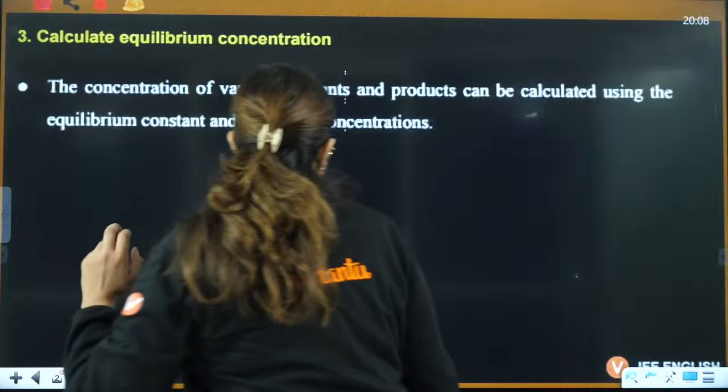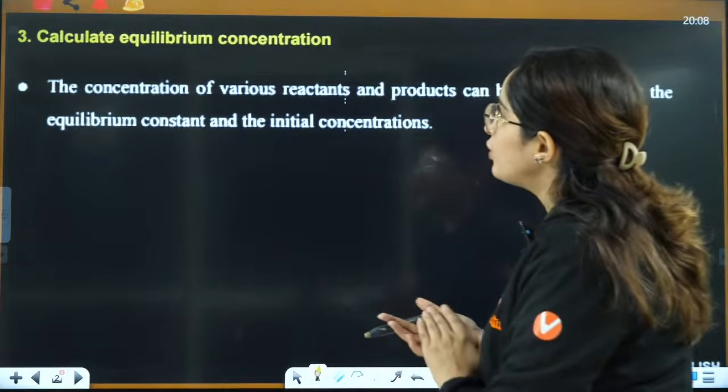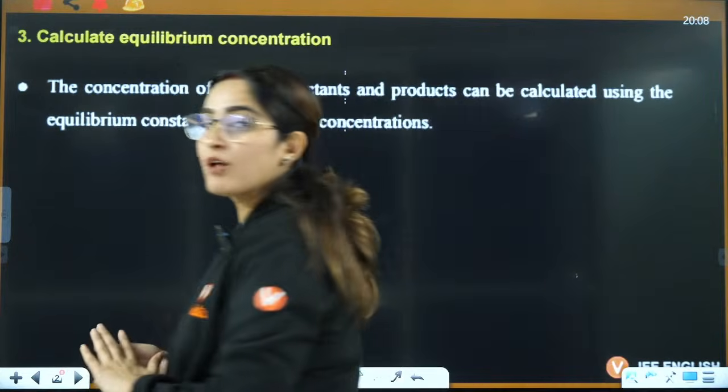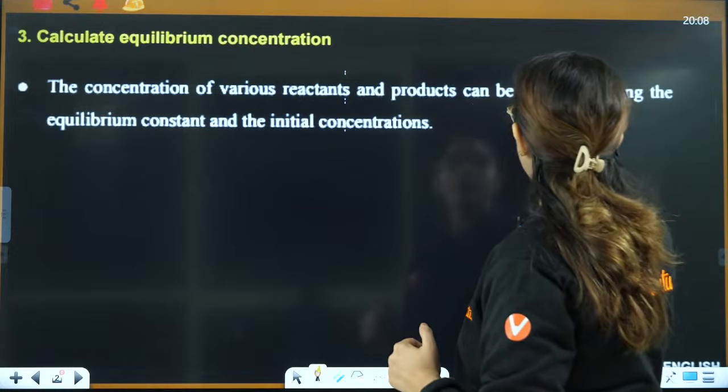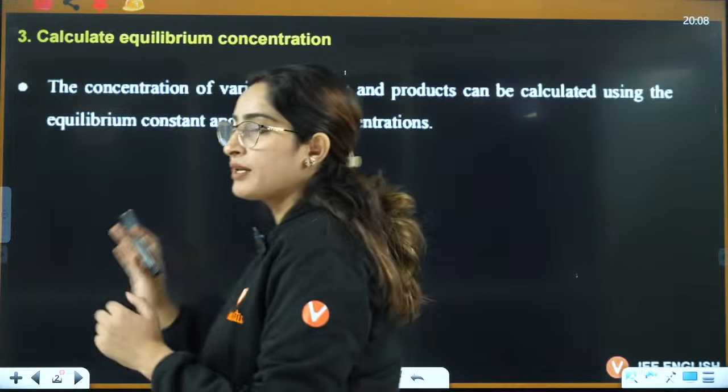Let's see how to calculate equilibrium concentrations. So the concentration of various reactants and products can be calculated using the equilibrium constant and initial concentration.